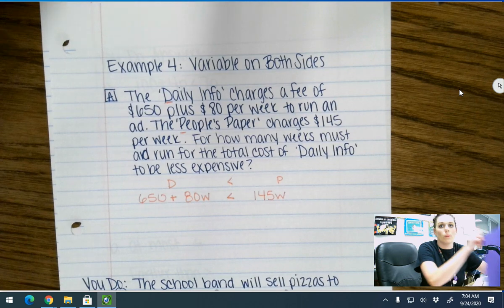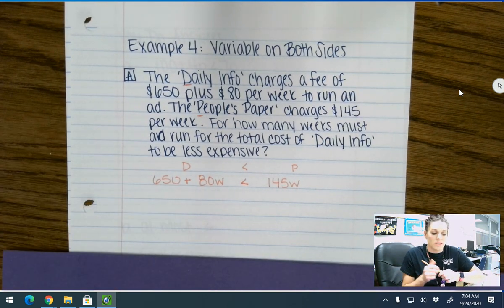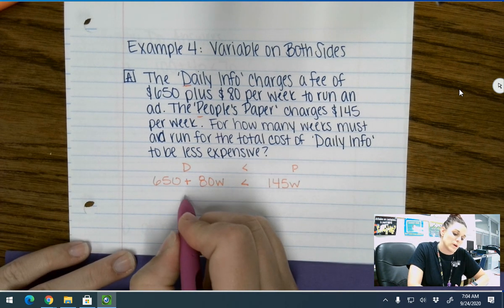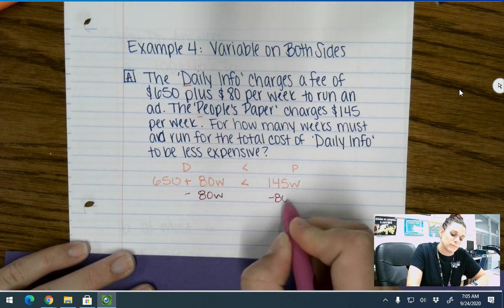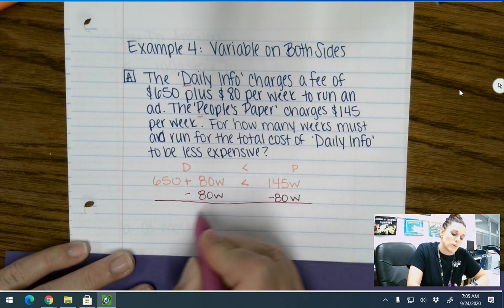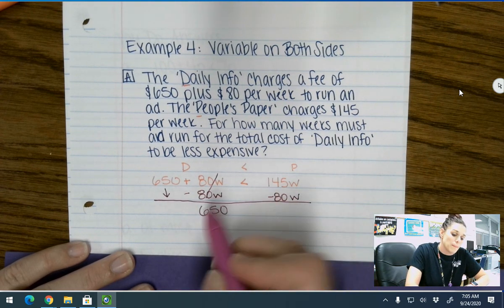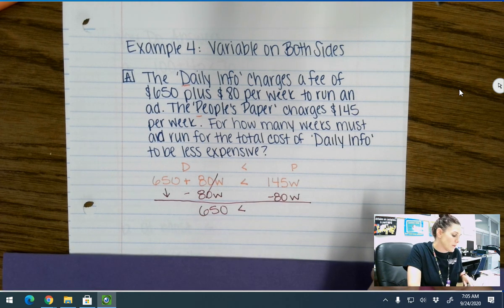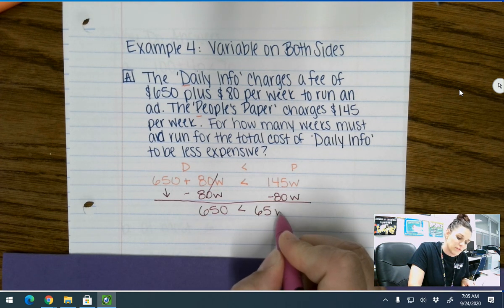Now we're going to go ahead and solve. The W is only on the right side, which means we're going to move this 80 over, and we're going to do the opposite operation by subtracting. I'm going to put my bar going all the way across. We have 650 that comes down. That cancels to 0. Because I subtracted, my inequality stays the same. Then I'm going to do 145 minus the 80, and I'm going to get 65W.